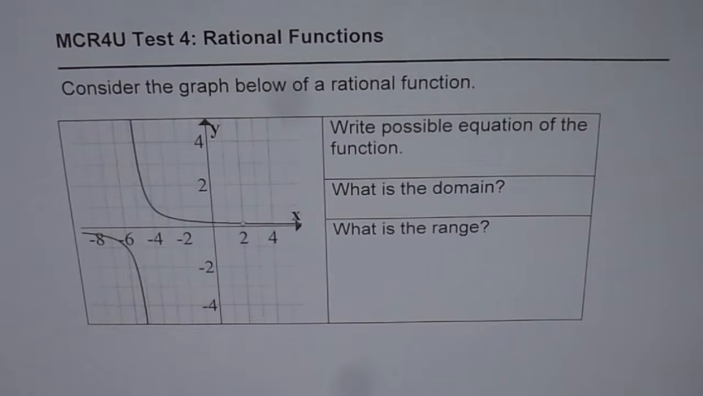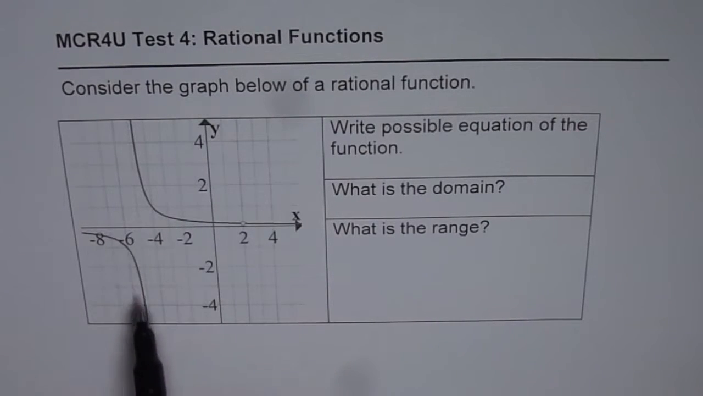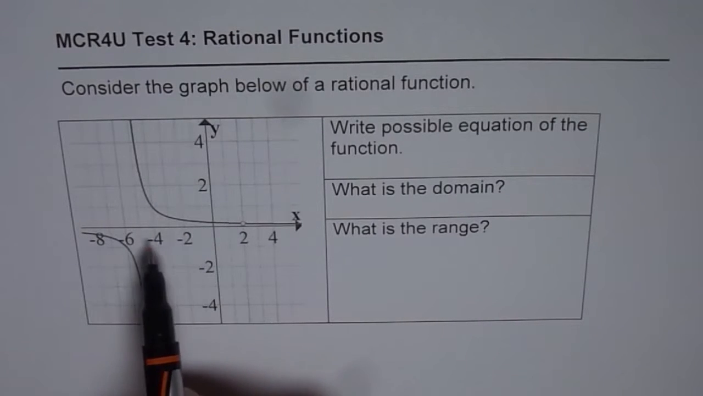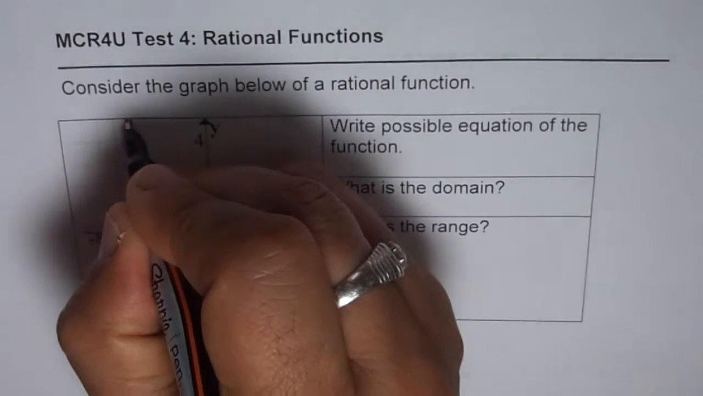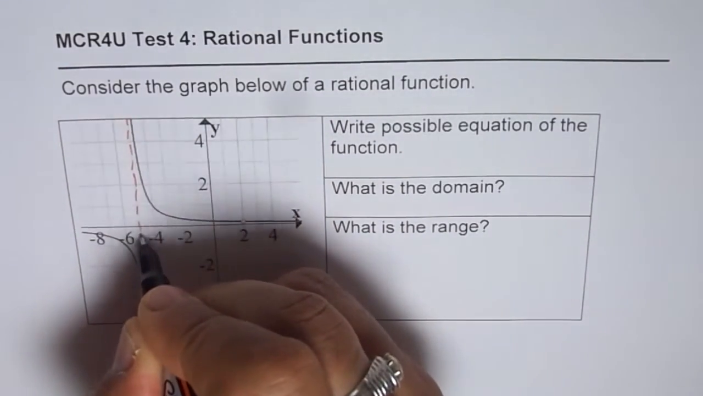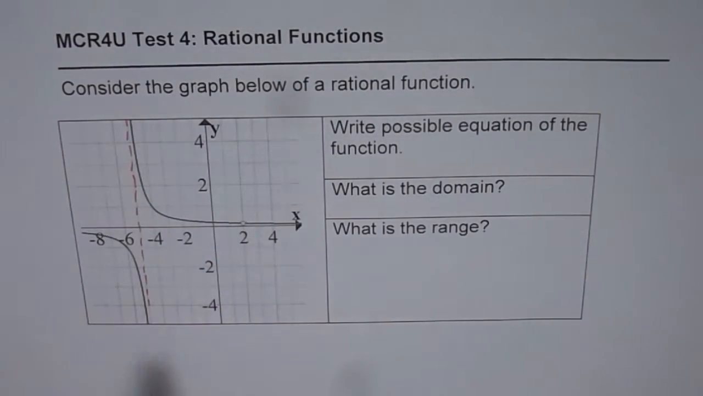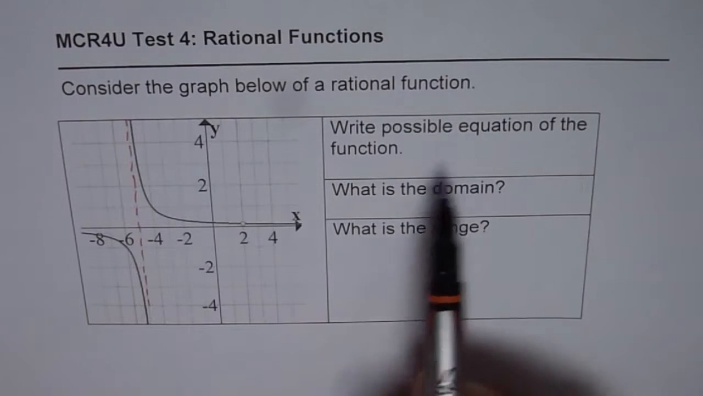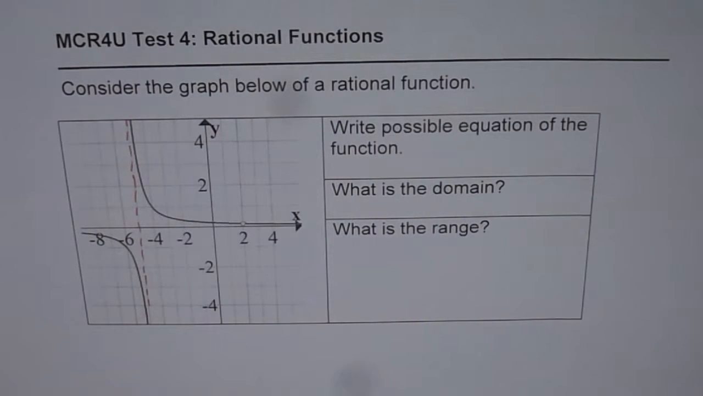So it is test 4, rational functions. Consider the graph below of a rational function. So we have a hole here in this graph, and it looks like a 1 over x type of graph which is translated 5 units to the left. So we have a vertical asymptote here. Let me show it clearly to you. And what we need to do is to write a possible equation of the function, what is the domain, and what is the range for this particular function.